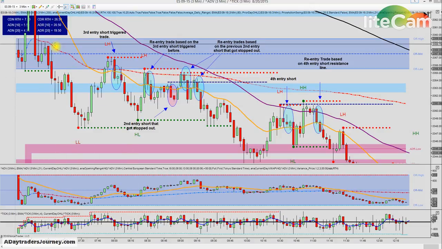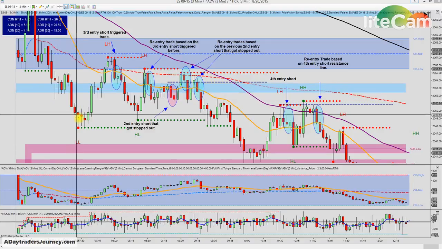here, where we start in the morning and we break to the downside of the 5-minute opening range, and we look for our first entry, or we look for our first trade. And here you can see that we just have a first entry here. We didn't have a second entry, so we keep looking.